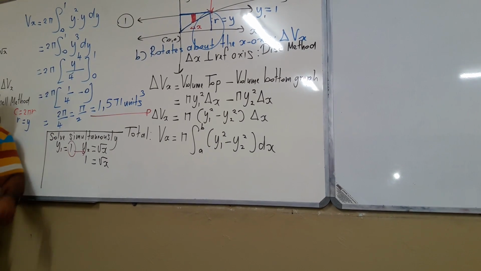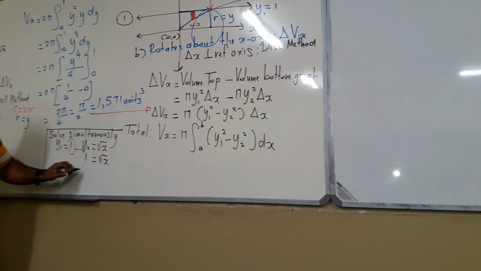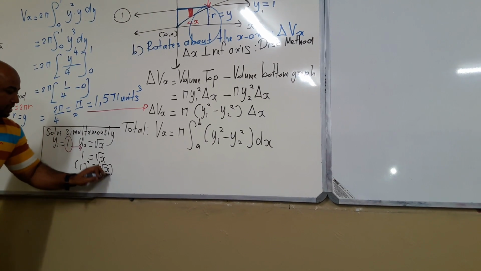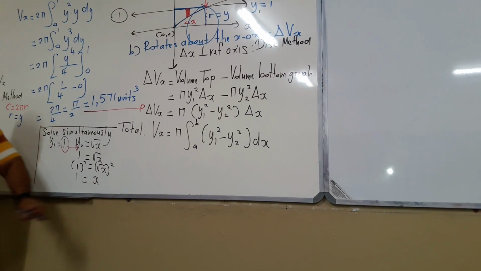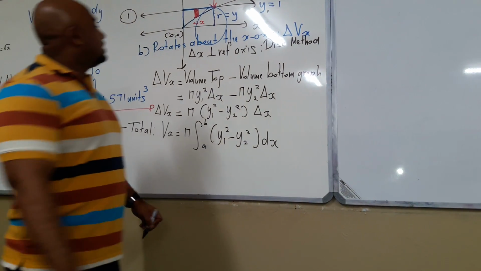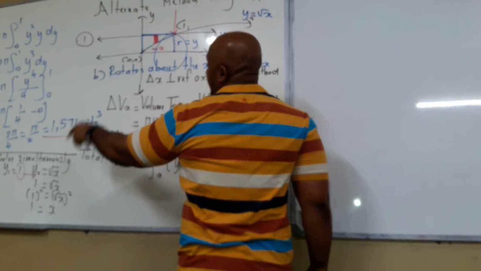This is the square root of x. I need just x. What will I do here? I will square both sides. So 1 squared is equal to the square root of x squared. 1 squared is 1. That is x. Right, so the x value at this point, let's go back here. The x value is 1 when y is 1.